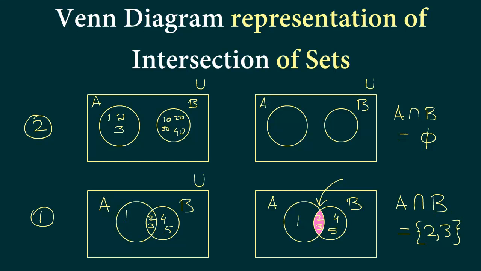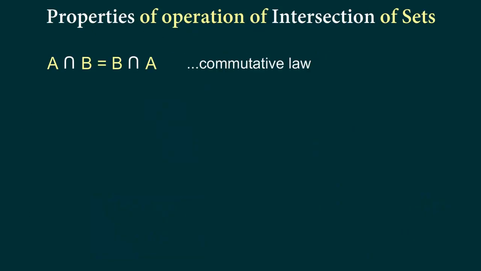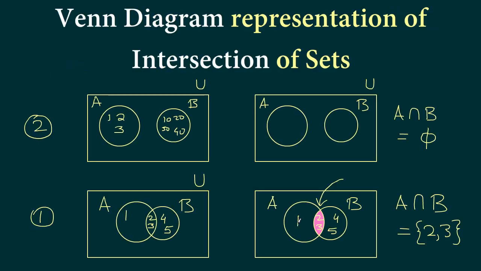Now let's quickly take a look at some properties of intersection of sets. A intersection B is the same as B intersection A. This is known as the commutative law. This is quite evident if we look at the example here. When we say A intersection B, we get this common part colored in pink. And if you were to do B intersection A, we will again get the pink colored portion. So A intersection B is the same as B intersection A.